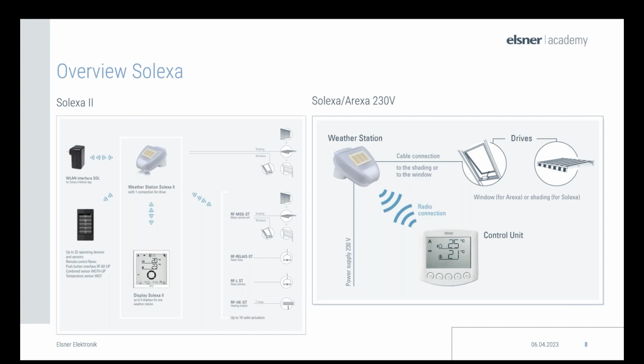On the left side, we see the Solexa Wi-Fi interface. With this interface, we can also control the Solexa 2, as mentioned before, via Wi-Fi, via the smartphone or another user interface. On the bottom left, you can see the Remo Pro. Remo is basically for remote control. With this remote control, you can control all drives, or lighting can be operated manually. On the right side, we have the Arexa, which can control a motor.